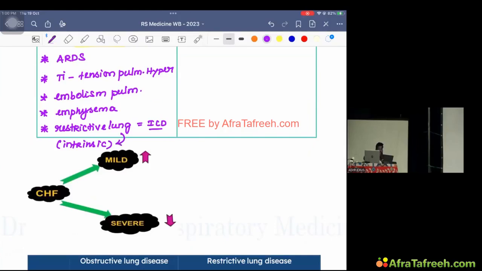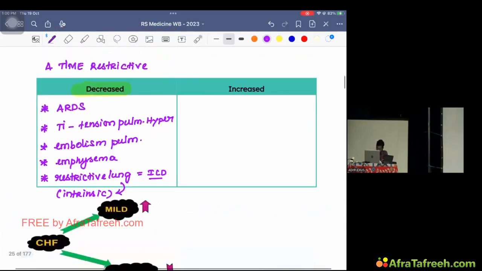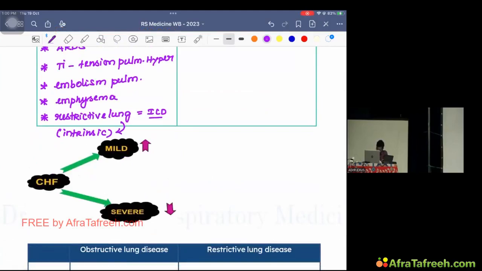Intrinsic. Okay. In extrinsic restrictive lung disease, is there any pathology involving the alveoli, interstitium, or endothelium? No. So how will the DLCO be in extrinsic restrictive lung disease? Normal. So DLCO will be normal in extrinsic restrictive lung disease.